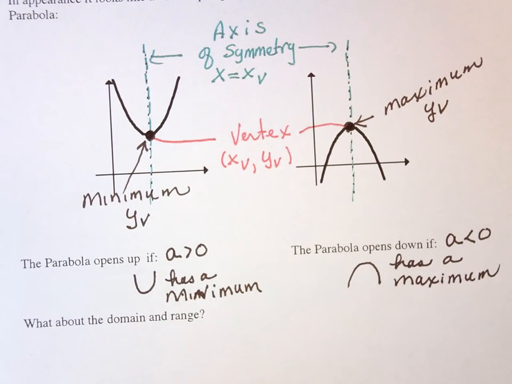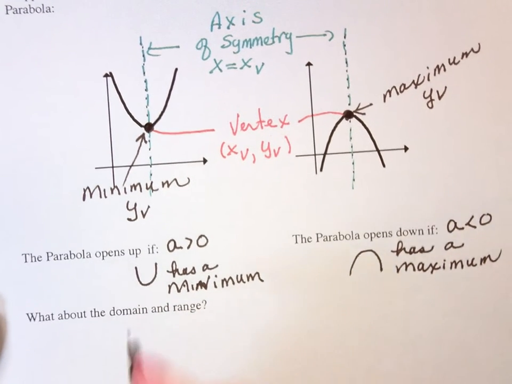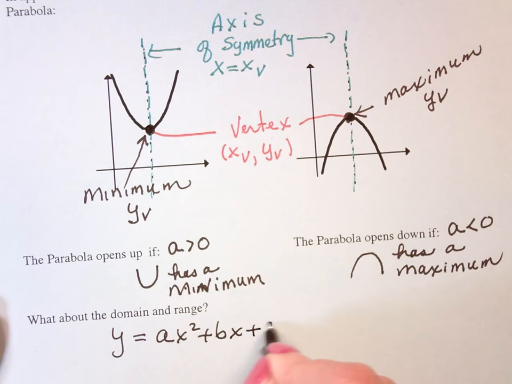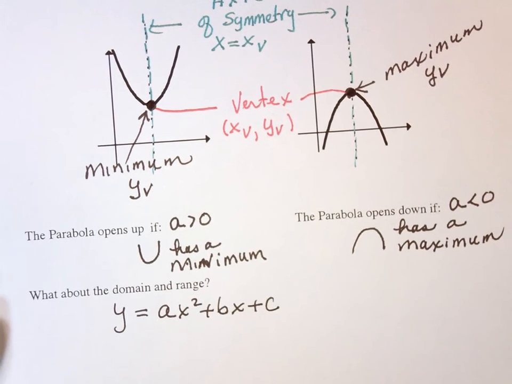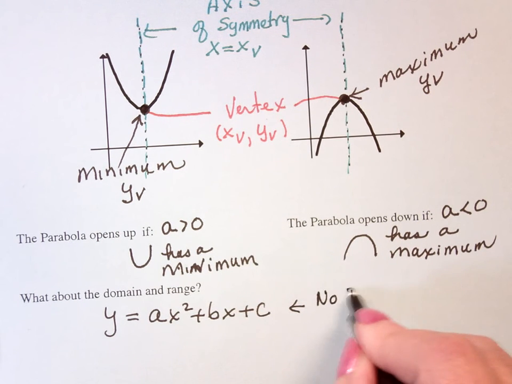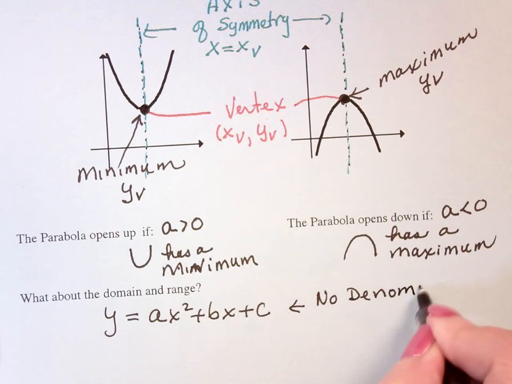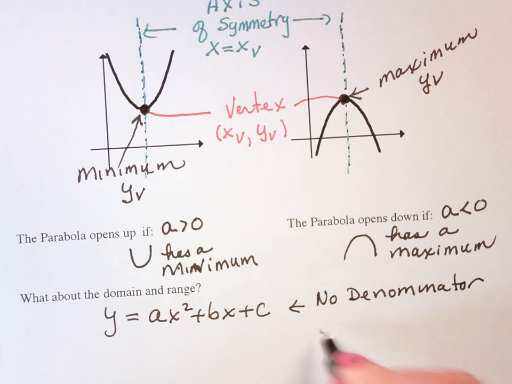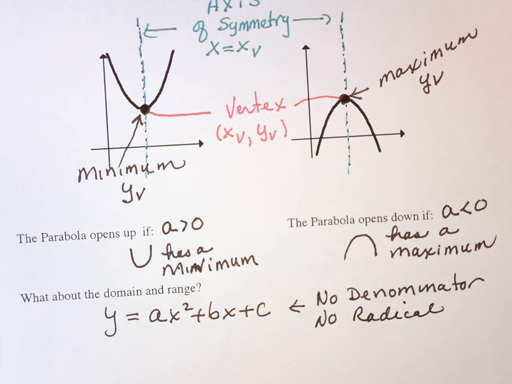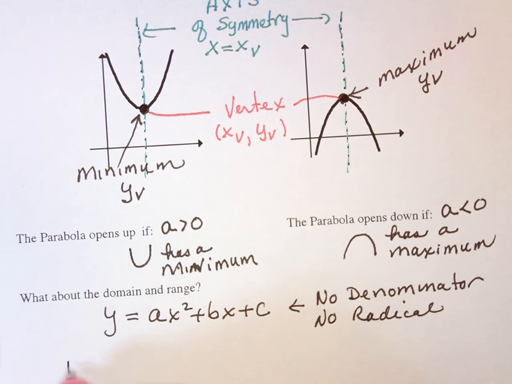Well, what about the domain and the range? Well, if y equals ax squared plus bx plus c, that's your basic parabola, this guy has no denominator. No radical. No denominator, no radical. So the domain is all real numbers.